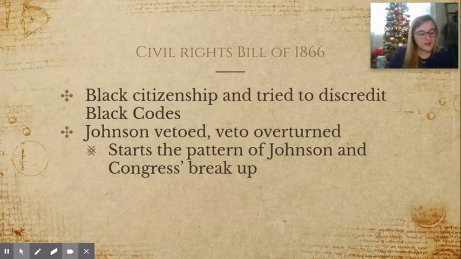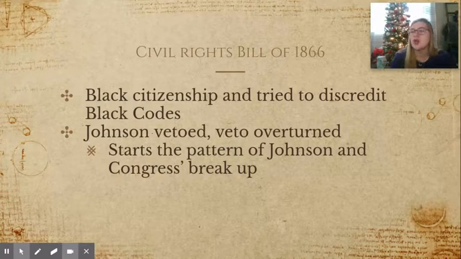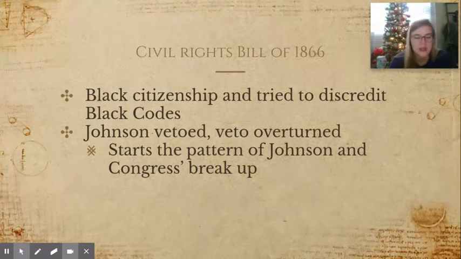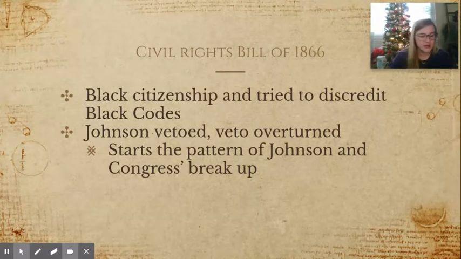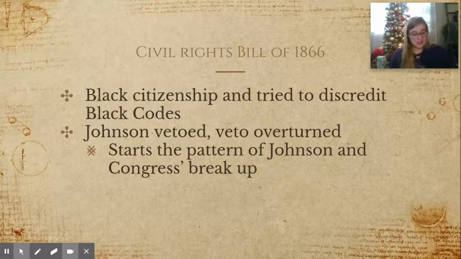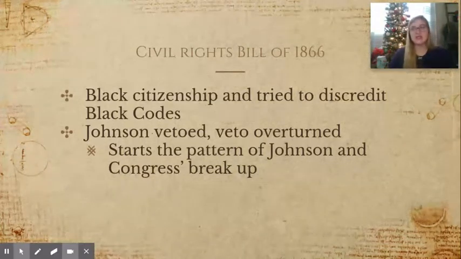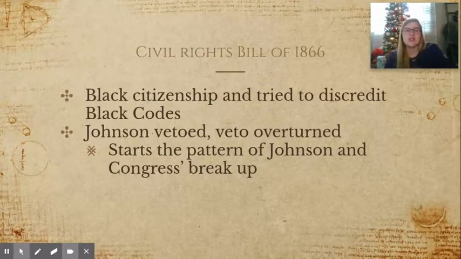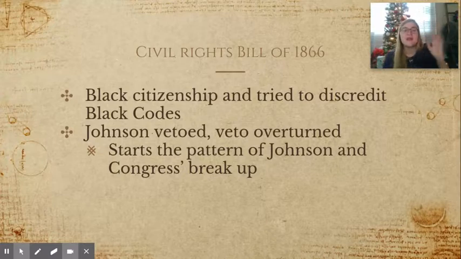The Civil Rights Bill of 1866 is passed on a narrow margin, and it is passed in reaction to Johnson vetoing the Freedmen's Bureau, and they want to make something very strong and legislative to help African Americans. Basically, it gives Black citizenship and aims to destroy Black codes. It is the precursor to the 14th Amendment. So anything written in the Constitution is much stronger, but they wanted to pass it through legislation quickly.